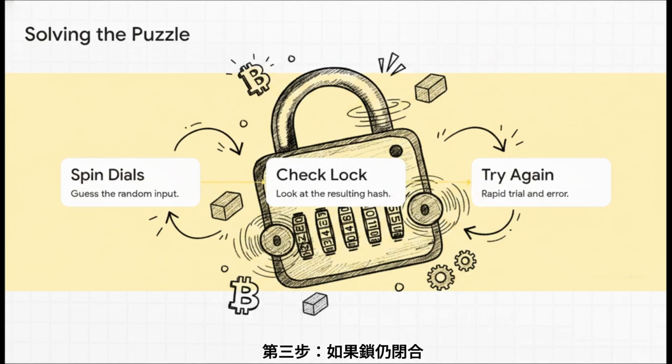Step 3, if the lock stays shut, well, you immediately spin those dials again. It's pure rapid trial and error. Picture those dials spinning in an absolute blur, clicking, checking, failing, and just spinning again. That is exactly what these massive mining computers are doing round the clock.